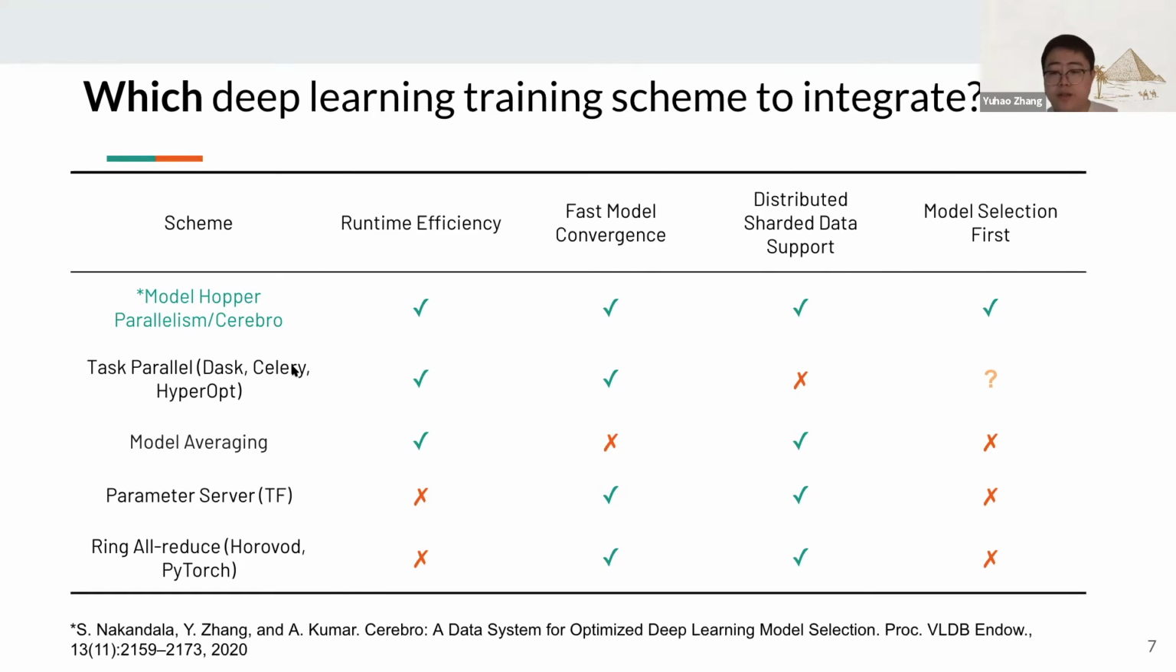There are some alternatives. Task-parallel frameworks don't work on sharded data. Model averaging has bad convergence. Parameter server and ring all-reduce are bound by their heavy communication cost. We have some more details and analysis in the paper.